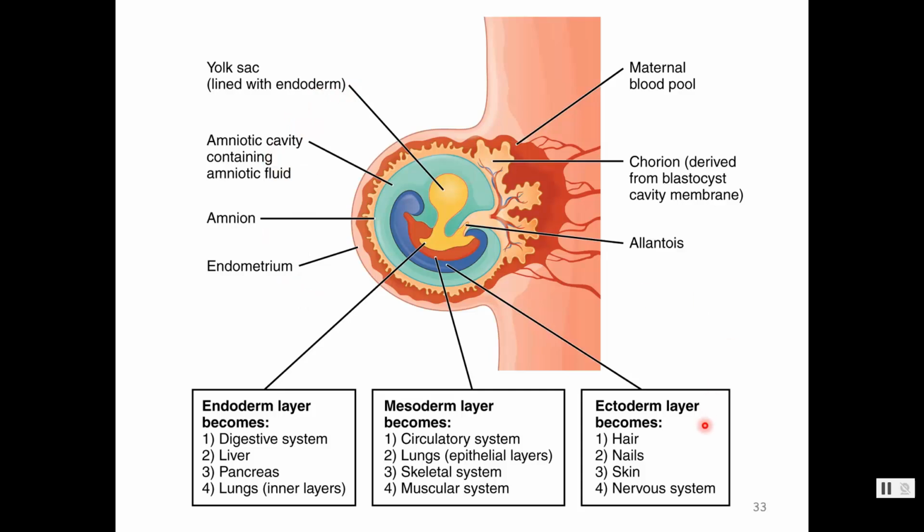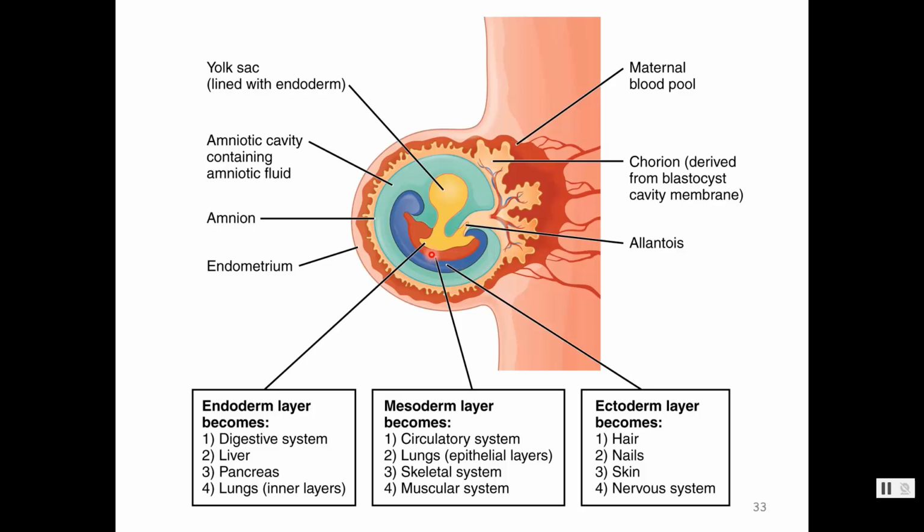And so ecto, so think outside. So think about the back side of you. The first thing you come to is going to be your skin, you've got your hair on your head, and then you have your nails. So kind of envision anatomical position. Then of course you have that dorsal body cavity, which is going to be your nervous system, so your brain and your spinal cord. So all of that is going to come from the ectoderm.